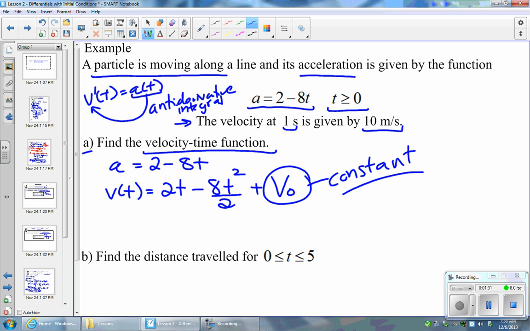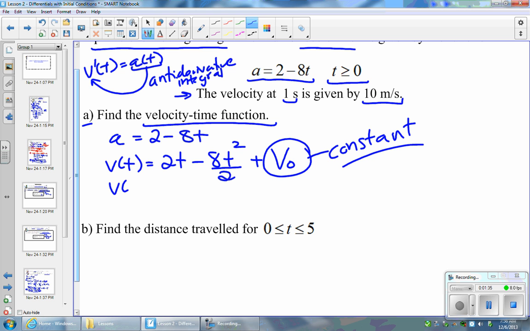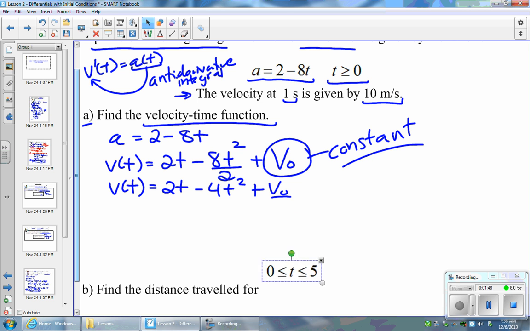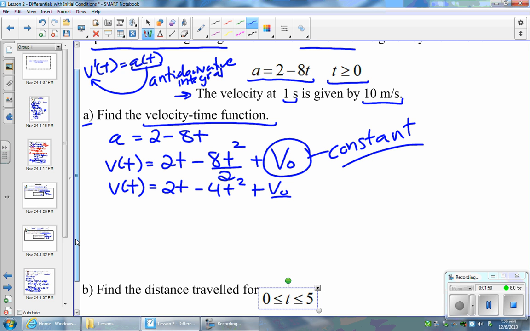So we actually can find that constant, but first off, I'm going to clean this up. I have v of t is equal to 2t minus 4t squared plus v naught. So I have enough information to find out what that actual constant is. I'm just going to move this down here. And that information comes from this sentence here. The velocity at 1 second is 10 meters per second. So I'm going to use that condition to find v naught.